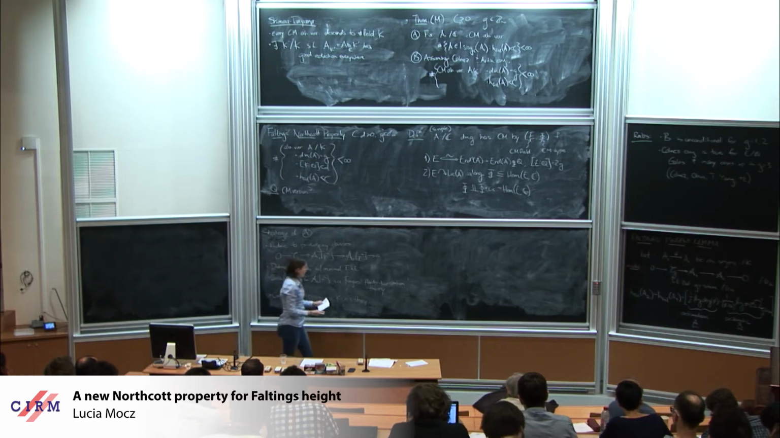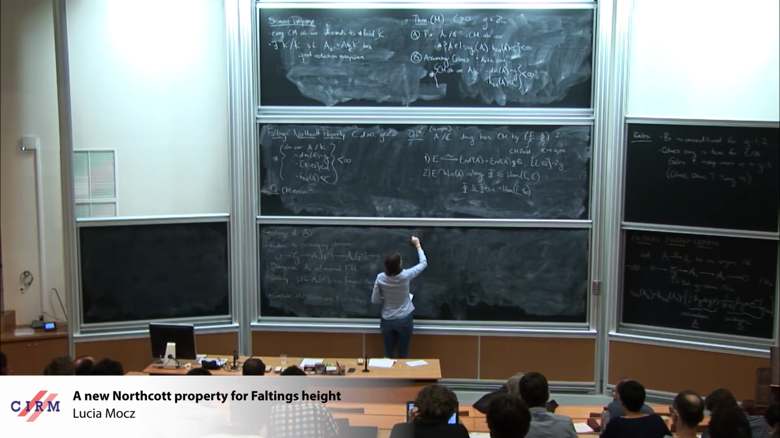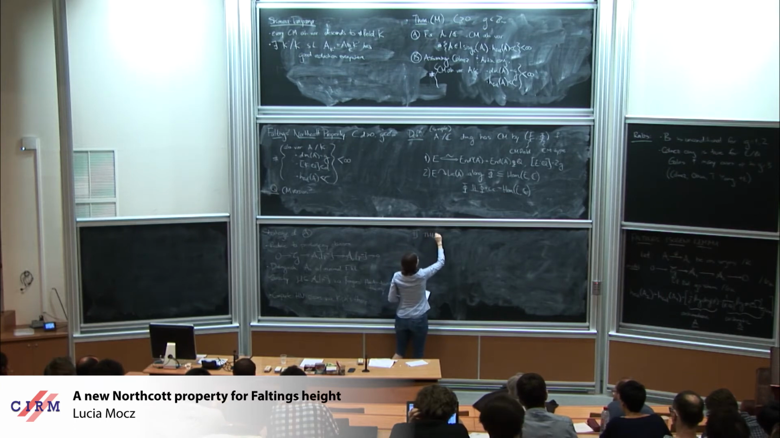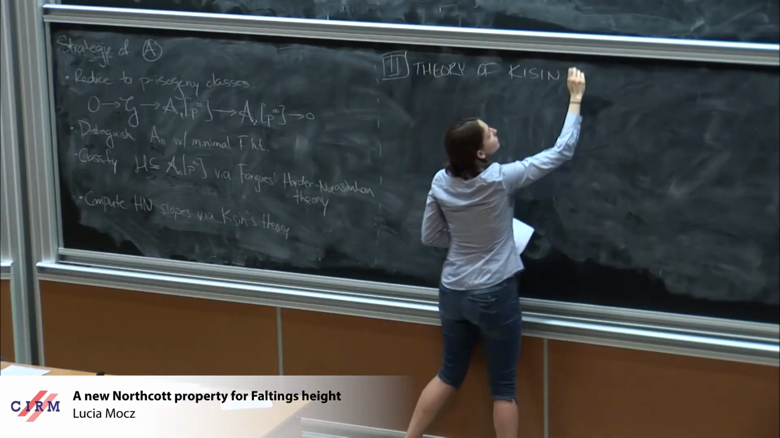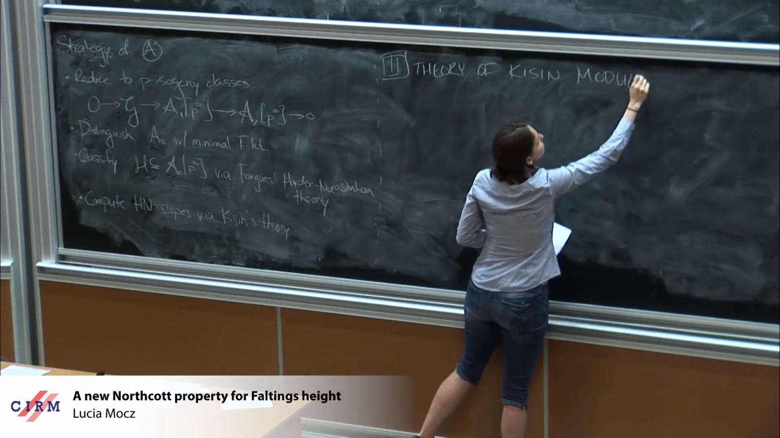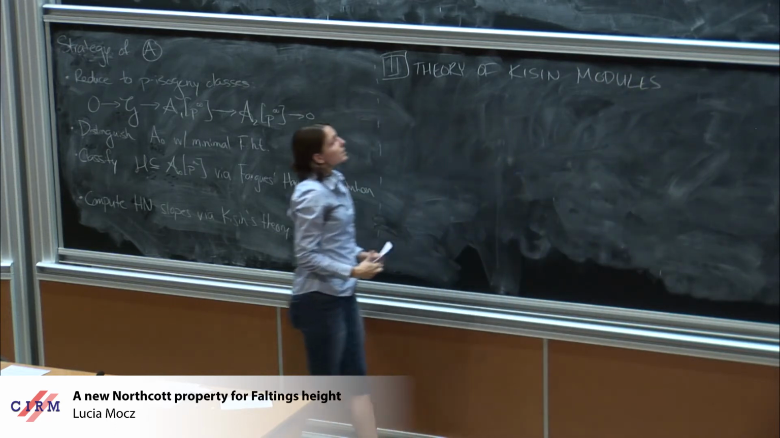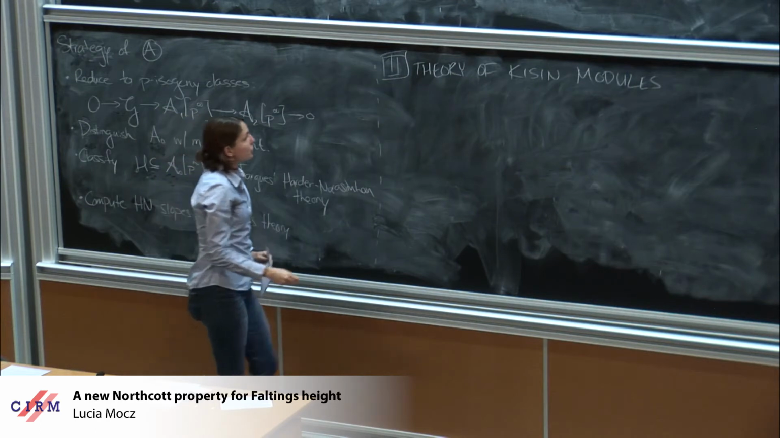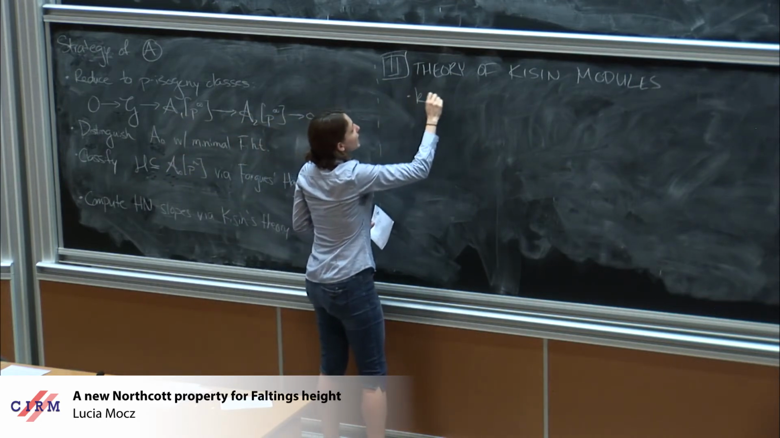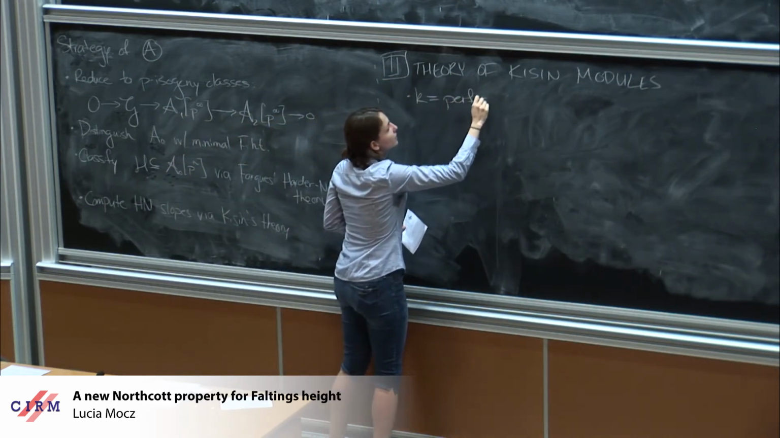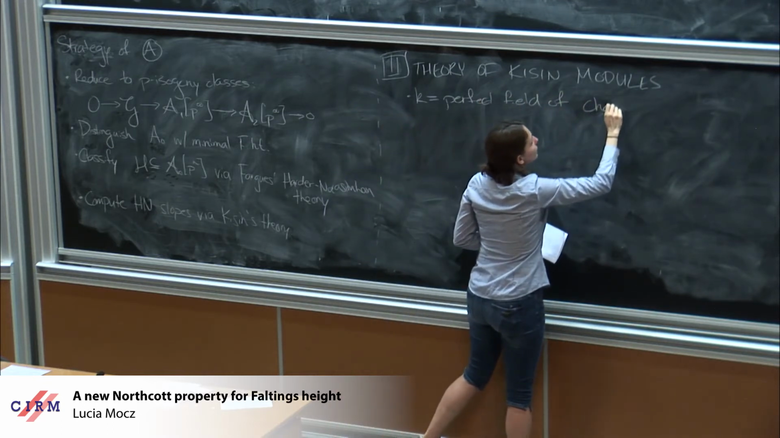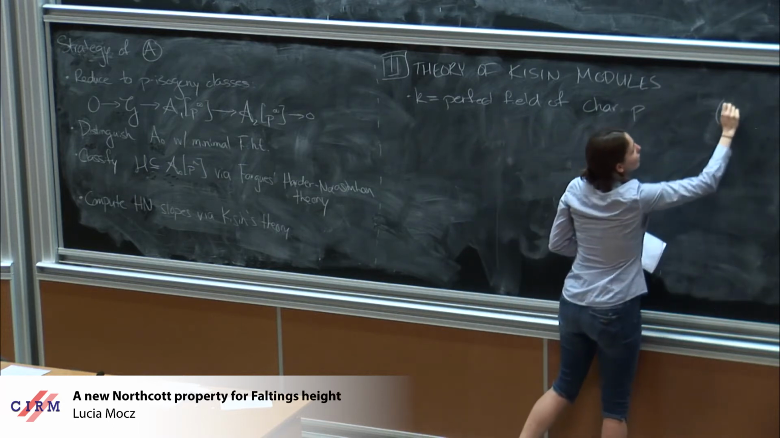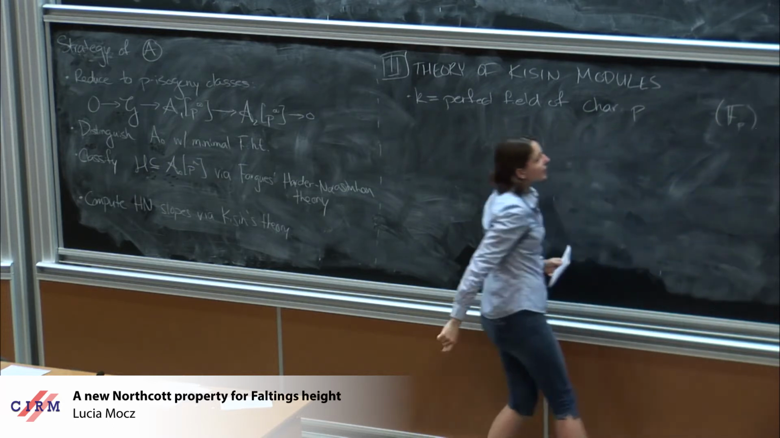And the first thing that we're going to review is the theory of Kisin modules. So this is a local theory, which means that now we're going to switch notation. We're going to let little k be a perfect field of characteristic p. The example to keep in mind is a finite field like F_p.